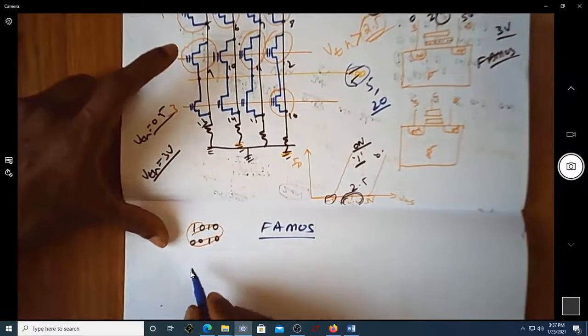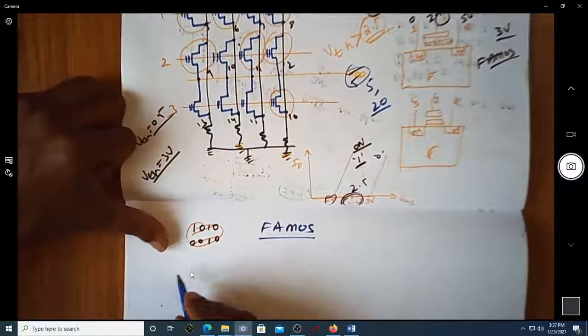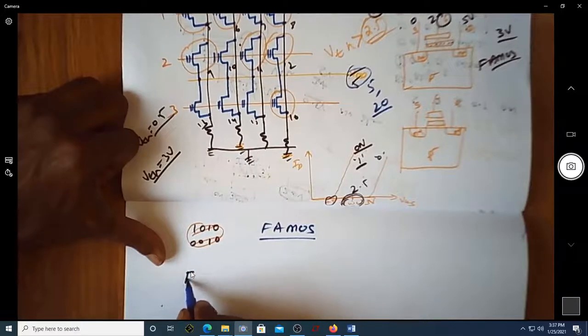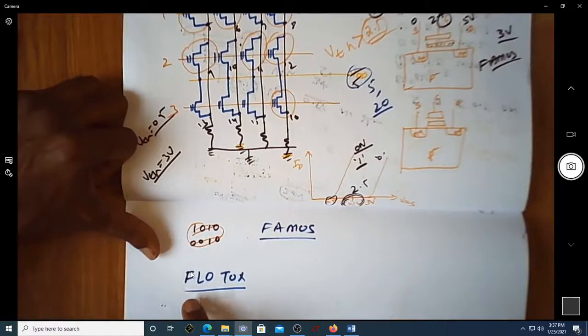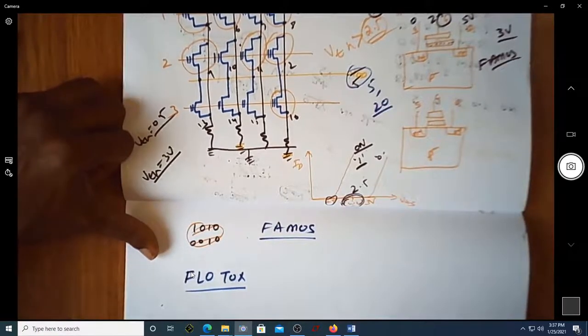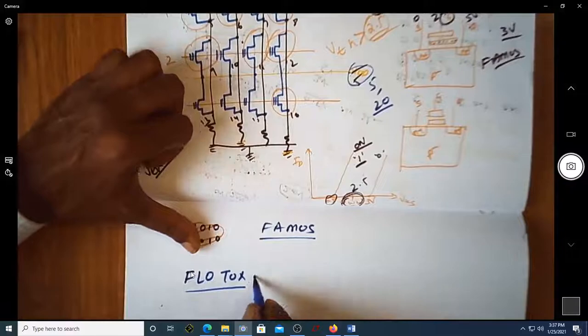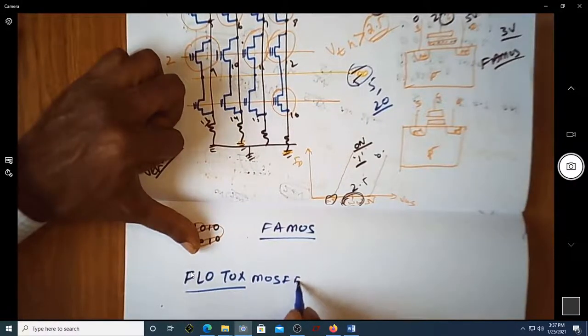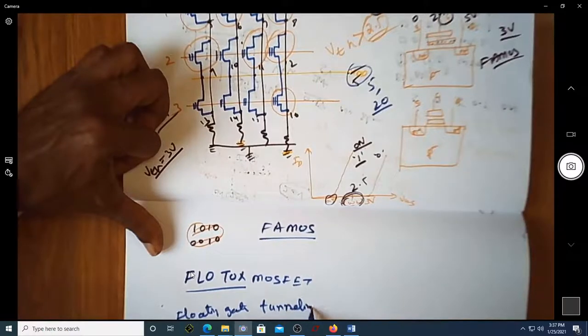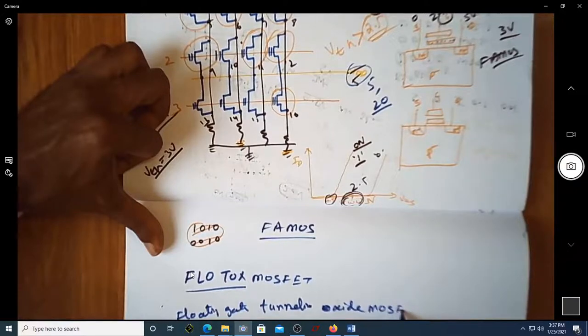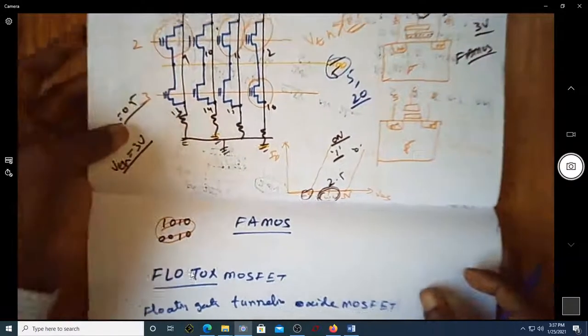So the next type of non-volatile memories is Flotox. Flotox is nothing but a floating gate tunneling oxide. So this is the Flotox MOSFET, which comes from floating gate tunneling oxide MOSFET.